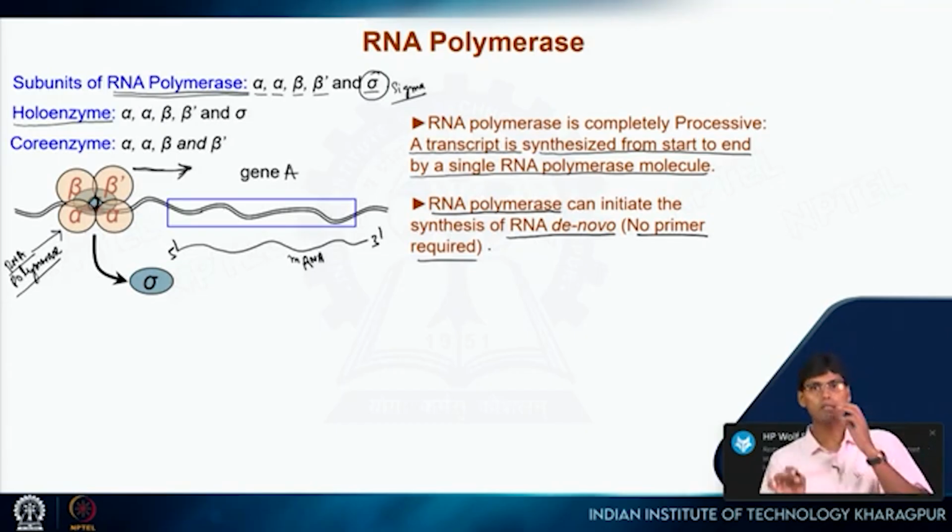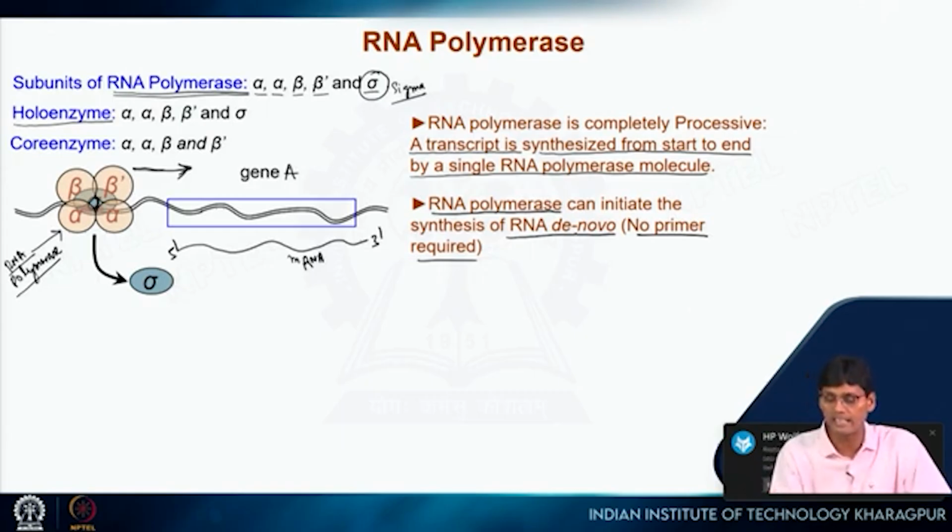That means RNA polymerase has the ability to directly start the process of transcription. That's why we say it has a de novo capability to start RNA synthesis.